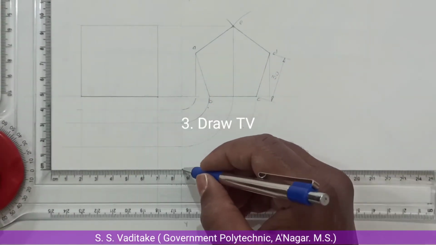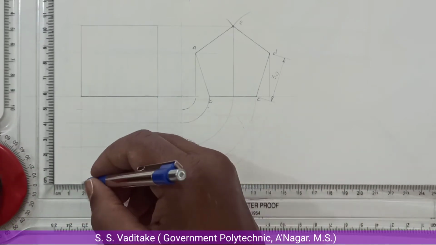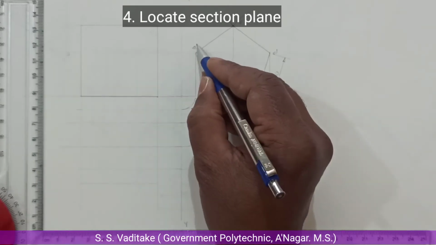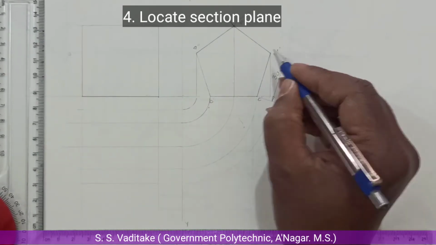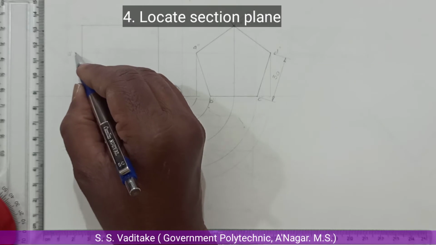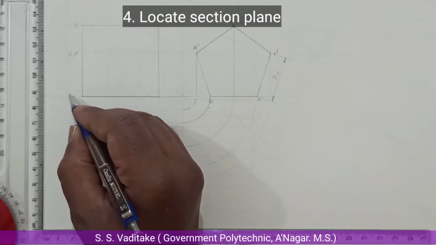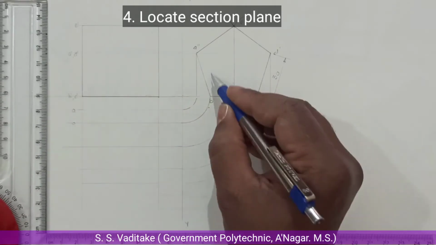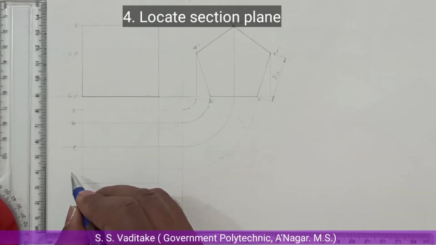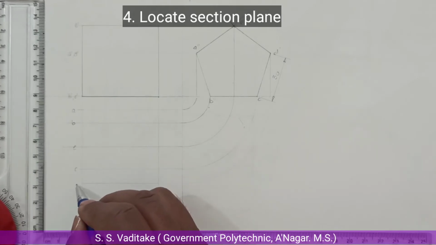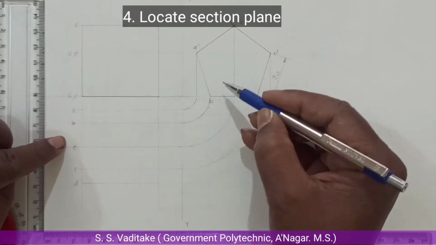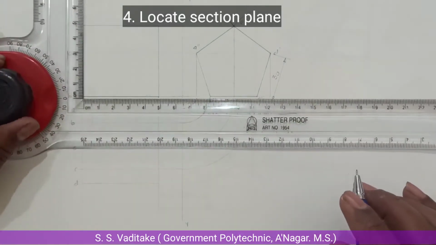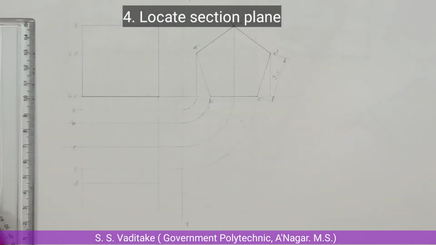Then complete the top view. Again, the top view should be paint. Now locate the section plane in the front view. For this, we have to locate the axis. Give the corner names in the front view as well as the top view. Be careful while labeling the corners in both views.